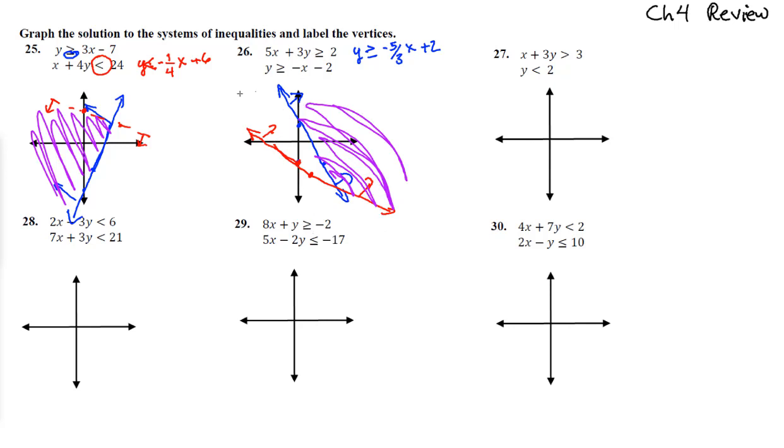All right. Number 27. We have the top one. Get y by itself, and we're going to subtract the x over, and so we get y is going to be greater than subtracting the x over, dividing by 3 plus 3. So we're up here at positive 3, and we have a negative 1/3 slope, down 1 over 3, and this is a dashed line, so it looks like that. There we go, and y is bigger than, so we're headed up.